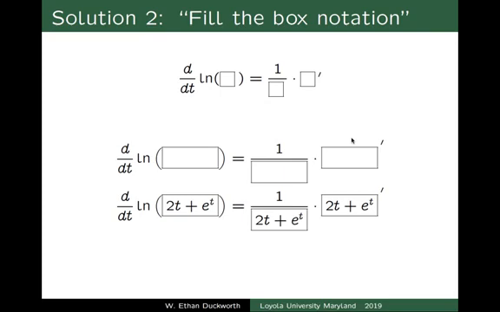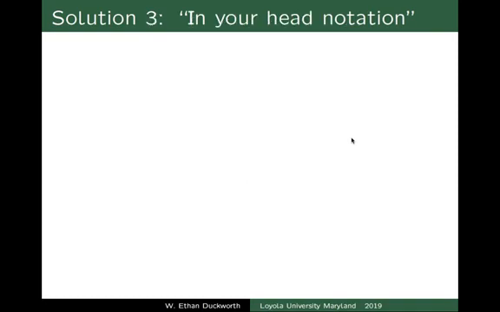So I'm just going to write one more line, and I will also get rid of the boxes. So this is 1 over 2t plus e to the t times 2 plus e to the t. Okay, I'm going to do it one more time, and this time I will use what I call in-your-head notation, and that's kind of a silly name. What I really mean is that you say certain words to yourself as you're looking at the right part of the formula, and the words are describing the step you should do.